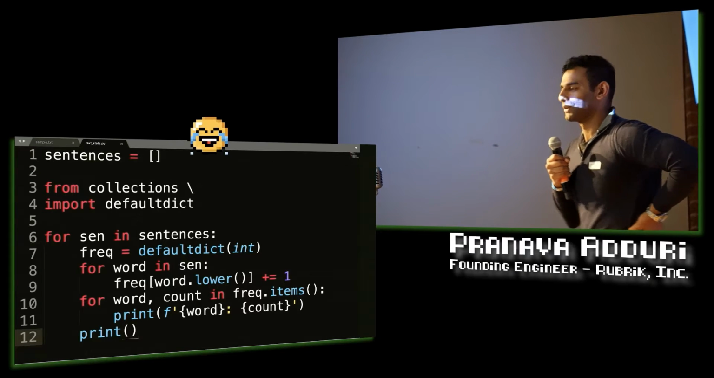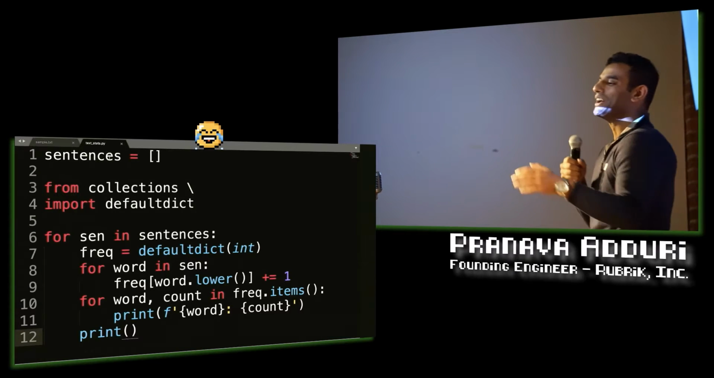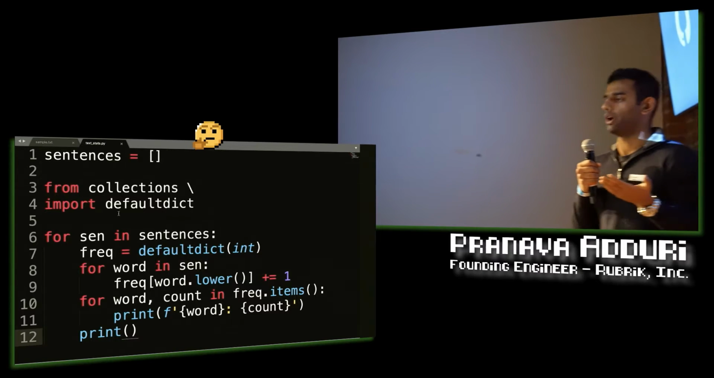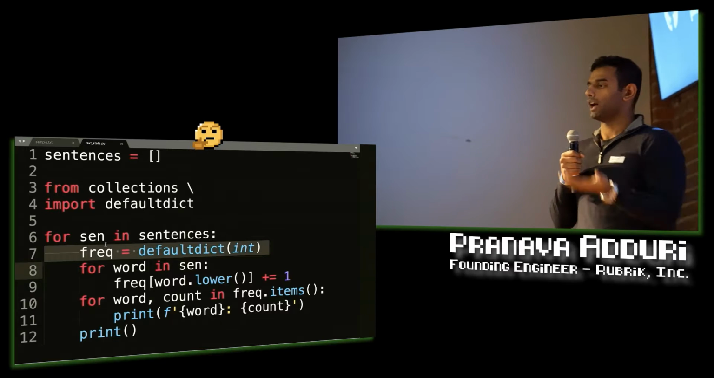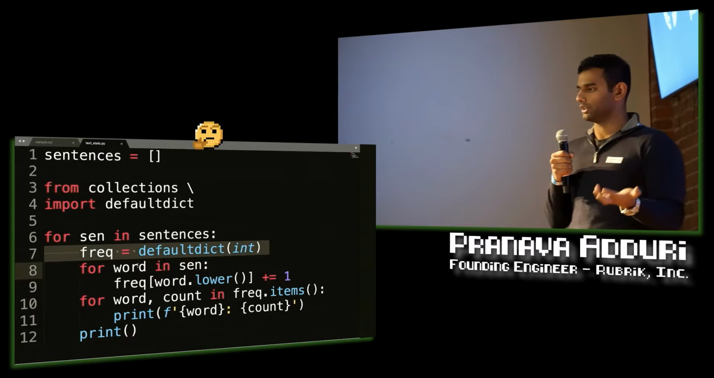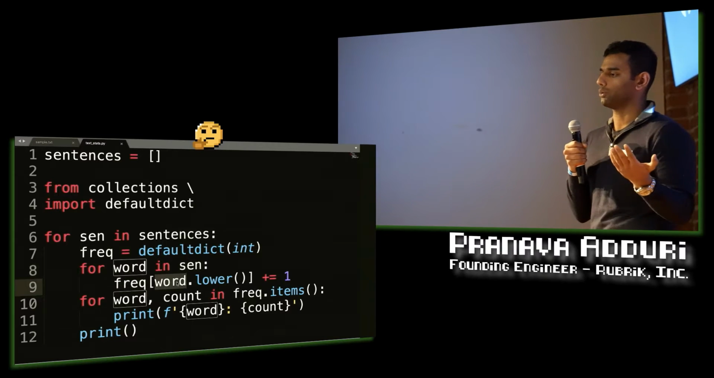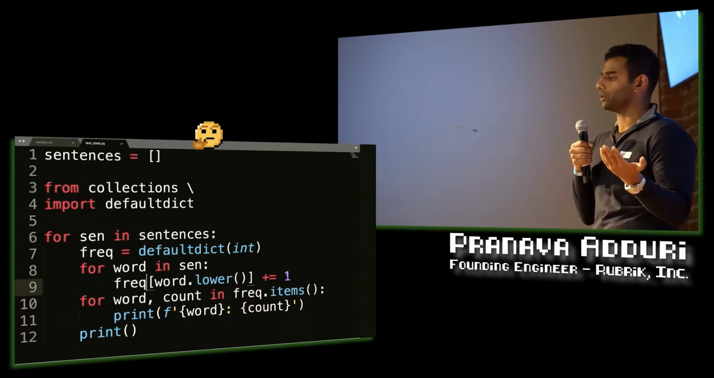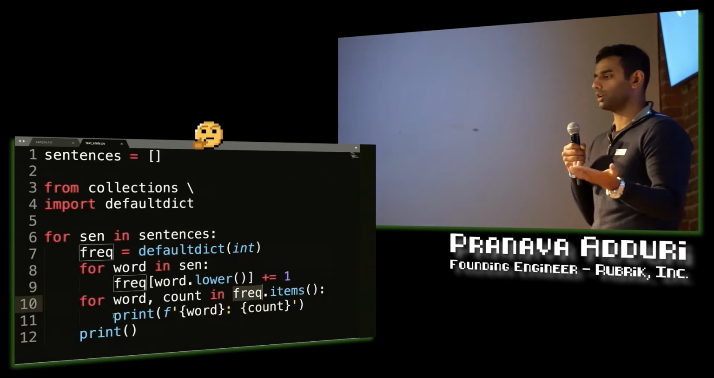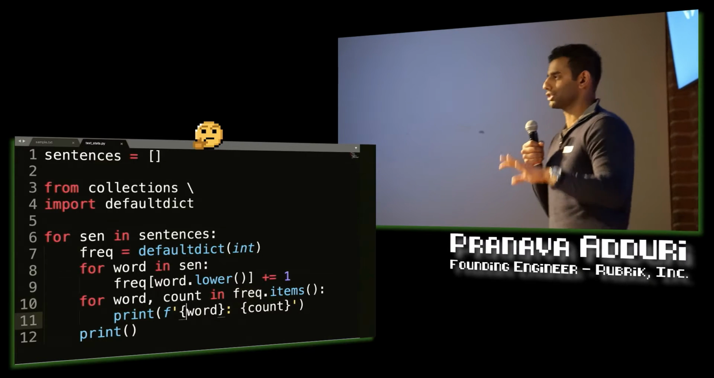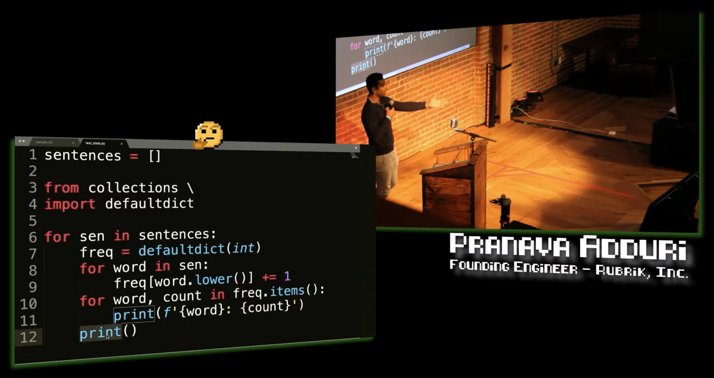There we go. Cool. So ideally, if I had a sentences array, I could write some quick Python code where for each sentence in this array, I would create a default dict, which is the frequency. And for each word in that sentence, I would take the lowercase representation of that word, I would increment the frequency of that word by 1, and then for each word and the count of that word, I would print out the word and its count, and I would print a new line, just for good formatting. So now all I need for this code to work is actually the sentences array, right?